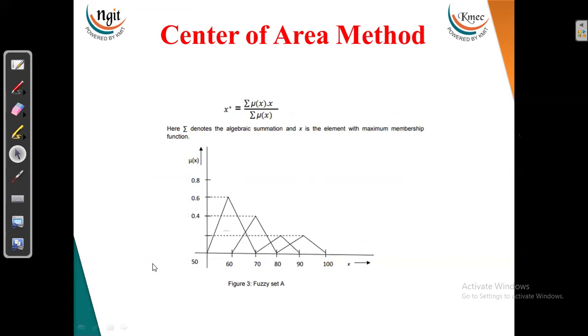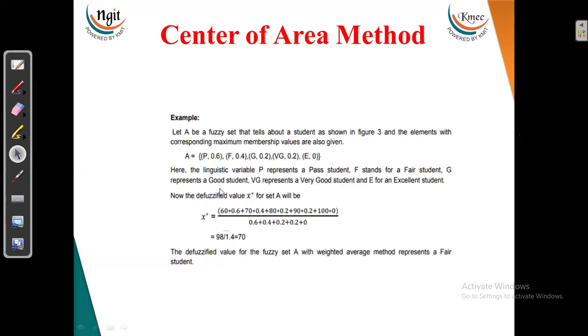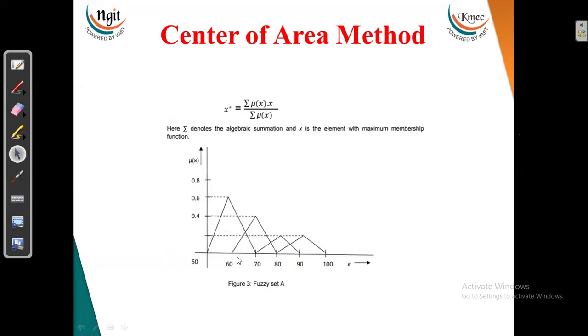Now, what we have done in this example, see, these are the values. For 60 it is 0.6, 70 is 0.4, 80 is around 0.2, 90 is 0.2, 100 is 0. So what we are doing, first I am bisecting the values. If you see the formula, it is very simple now. So 60 into 0.6; if you see here 60, what is the value here? 0.6. Previously we took the x values, now we are taking the bisector values. If you observe, these are bisector values.